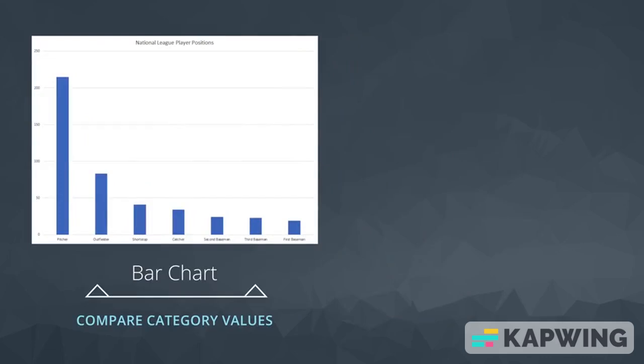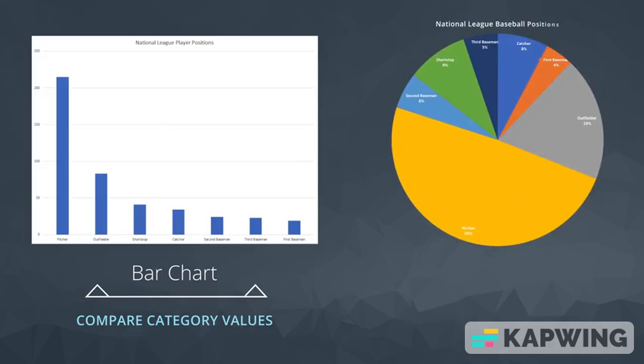Use bar or column charts to compare category values with each other. Those categories could be player positions as shown here, or could be sales years, or could be apples and oranges. Use a pie chart to show proportionality of categories.